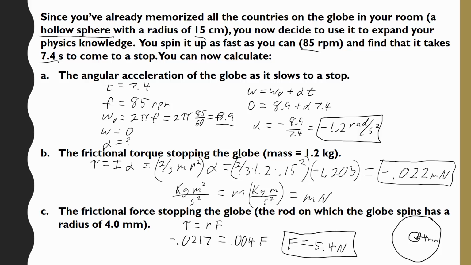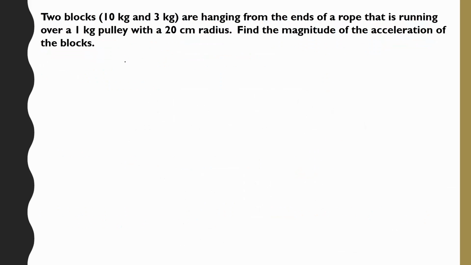Okay, so on to the next problem, which is a bit more difficult. We've got two blocks hanging from a pulley, so something like this. That's my pulley, here's my rope, magically not touching the pulley. And we have a larger block, 10 kilograms over here, and then a smaller 3 kilogram block. This is apparently a less dense material.